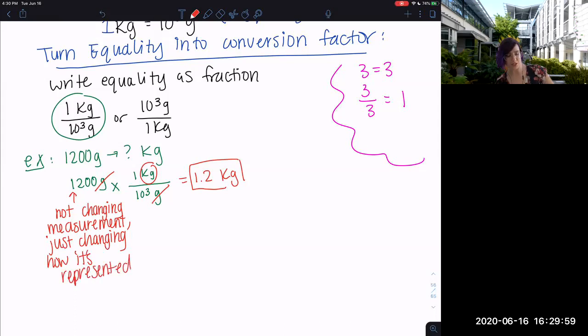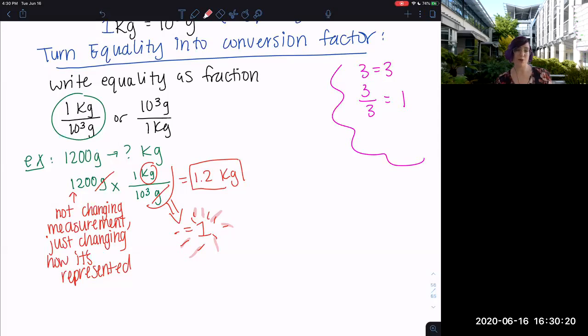Because essentially, this whole conversion is equal to 1. And that's really cool to me, that we can just say, okay, these 2 things are equal to each other. So if I put them on top of each other, I'm not actually changing the value of what I measured. I'm just changing how I represent that value.